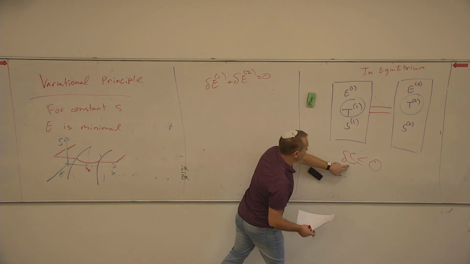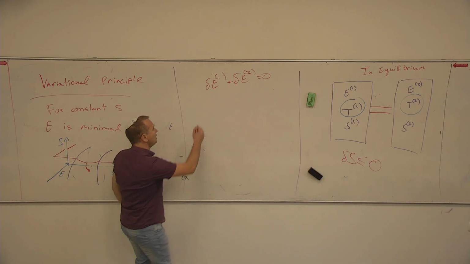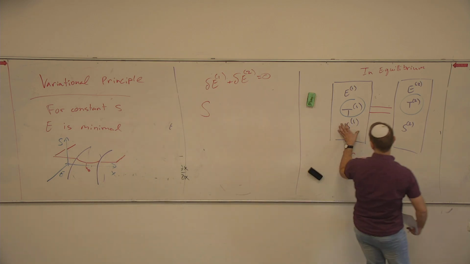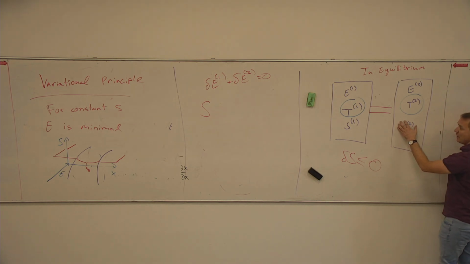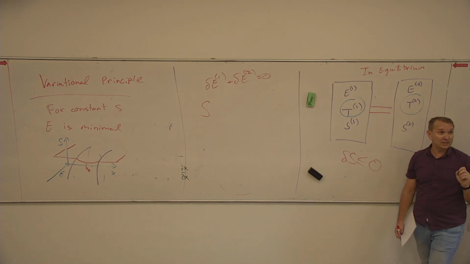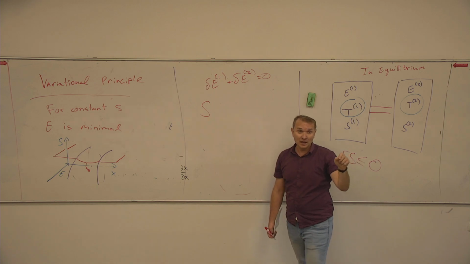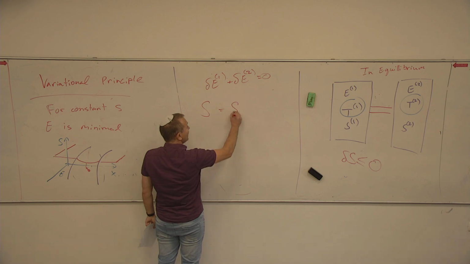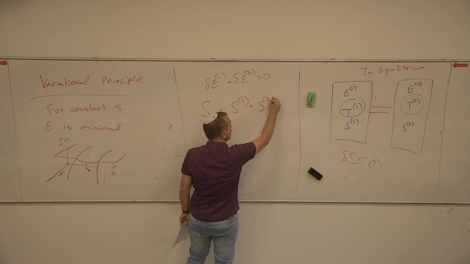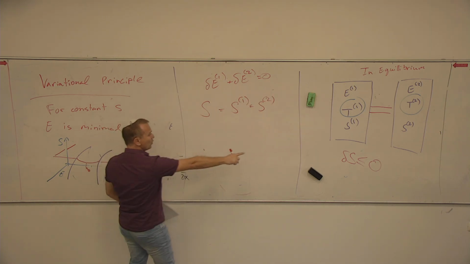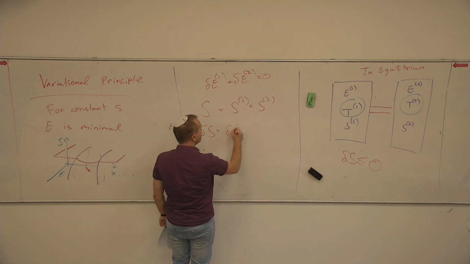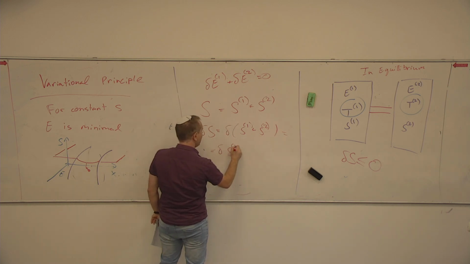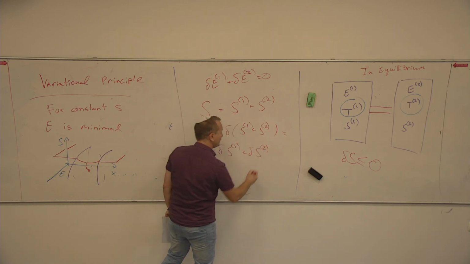So when I'm saying that the total entropy went down, it can be that the entropy of this part went a little bit up and the entropy of that part went a little bit down. The variational principle tells me something that happens to the whole system and not to some small part of it. So delta S is delta of S1 plus S2, and it's simply delta S1 plus delta S2.